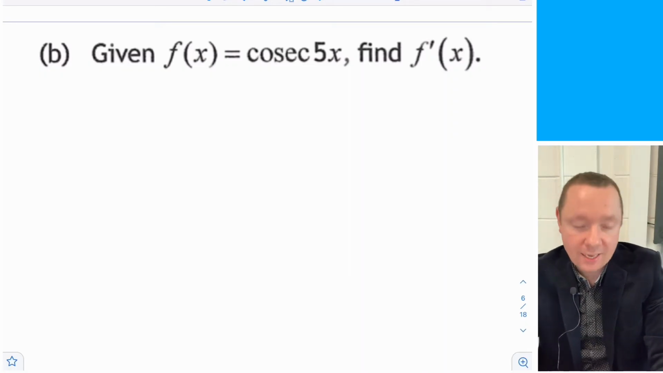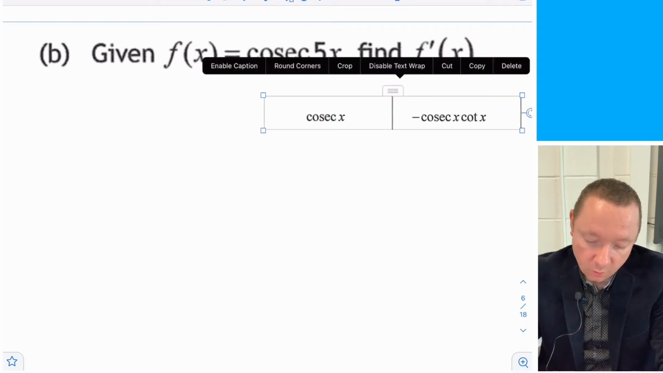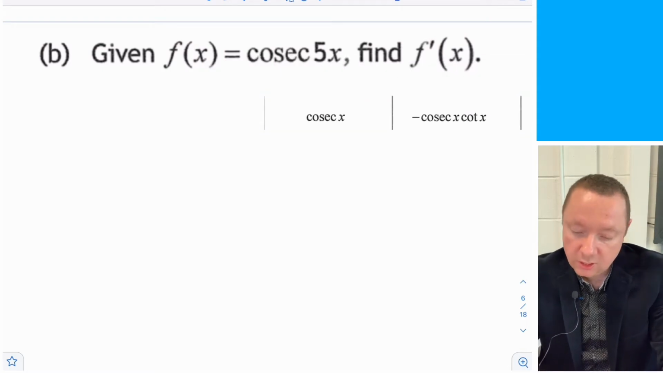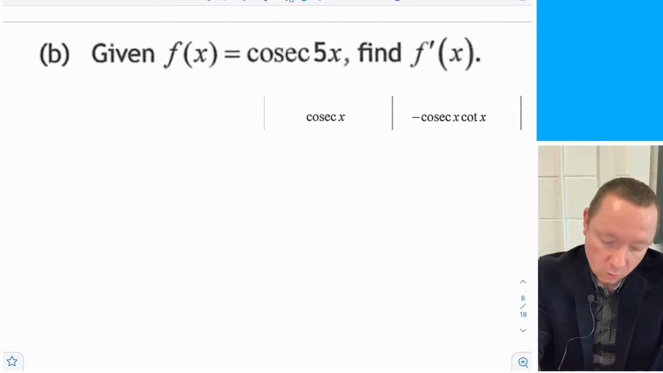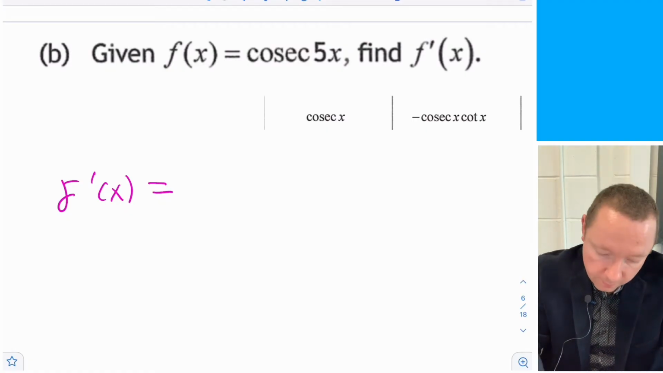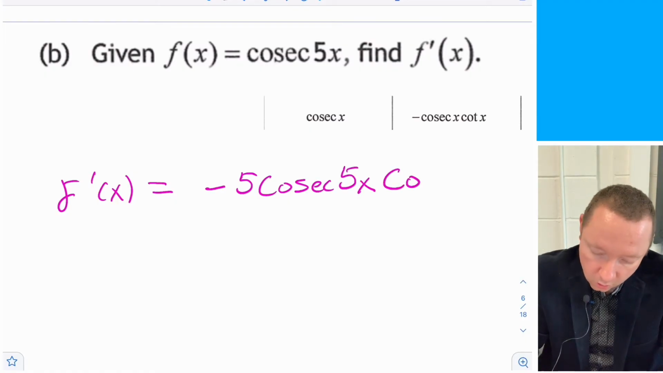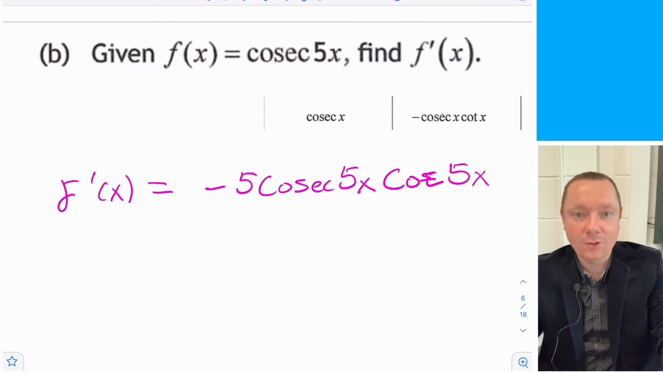Okay, question B says, given f of x is cosec 5x, find f dash x. Well, if we go to the front of the exam paper, it will tell us that standard derivative, which I've copied here, of cosec x is minus cosec x cot x. So we know f of x, so we can work out f dash x straight away. So that gives us minus 5 cosec 5x cot 5x. And we're done there.